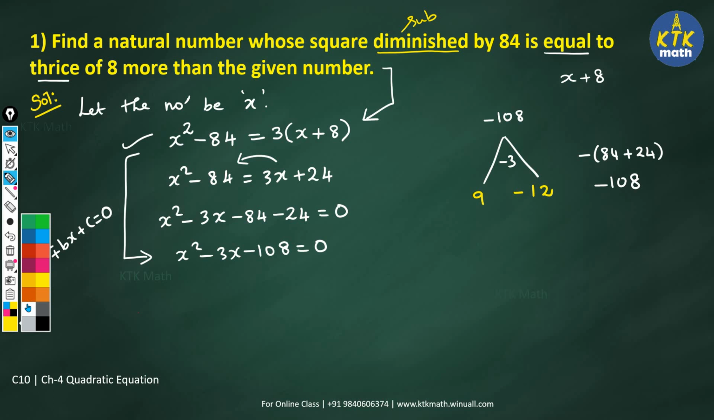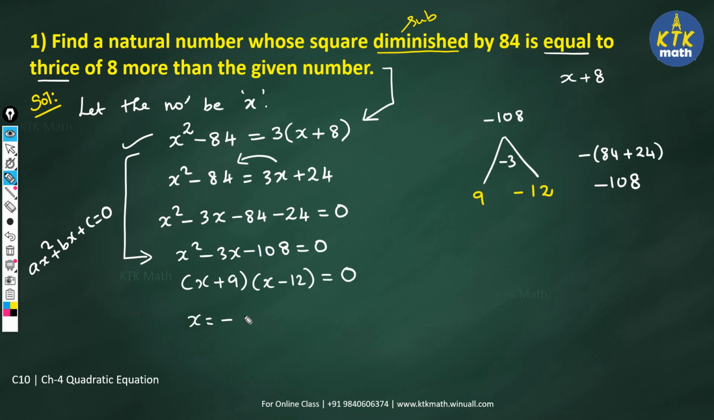So your factorization would become 9 I have written. So I can write x plus 9. Whatever the number you got here, directly just write x with that. And then negative 12 means write x minus 12 is equals to 0. Now from this I can find x value.